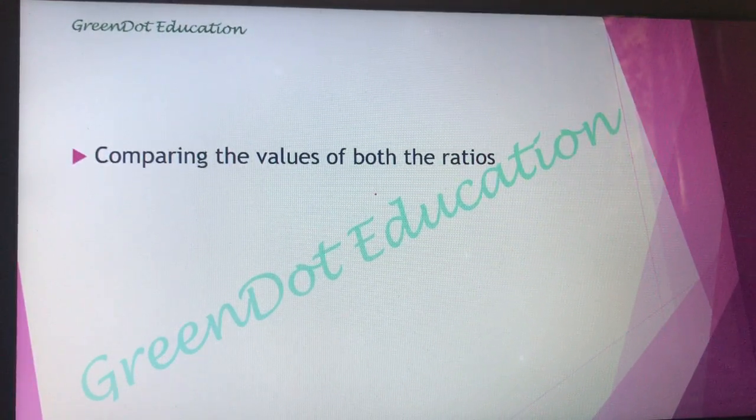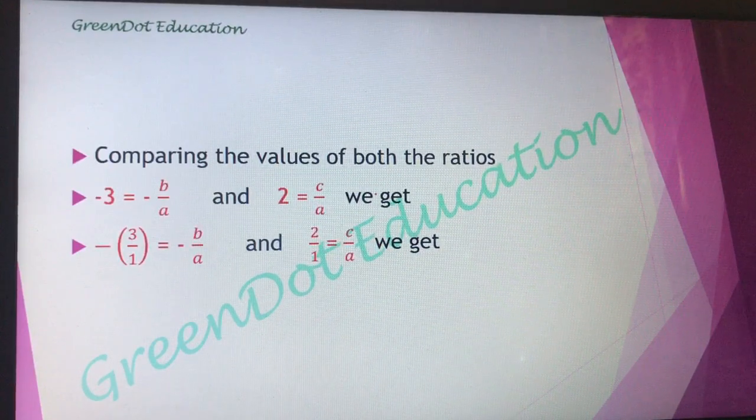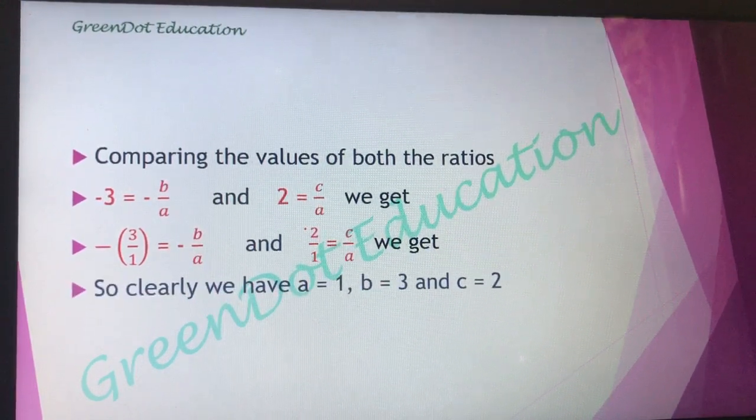Now comparing the values of both the ratios, we get -3 is equal to -b by a and 2 is equal to c by a. We can write this ratio in this form also, that is minus of 3 upon a is equal to minus b upon a, and same way 2 upon 1 will be equal to c upon 1. When we compare these ratios and values, we get the value of a to be 1.